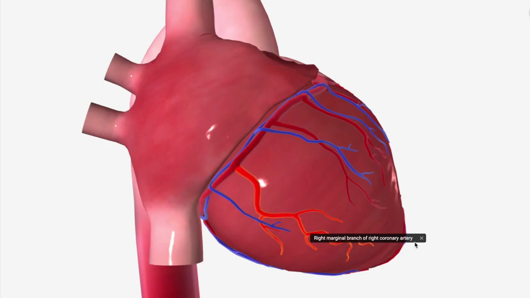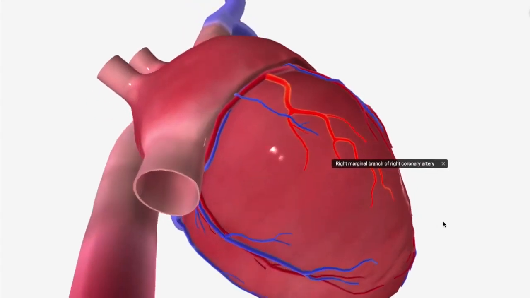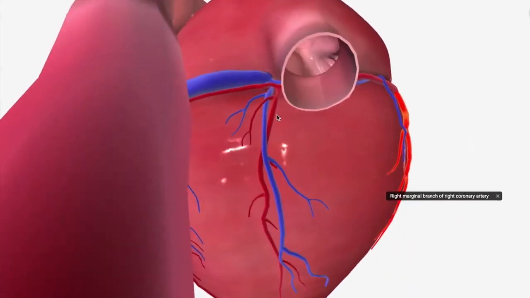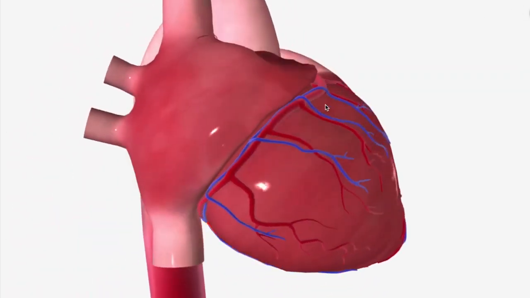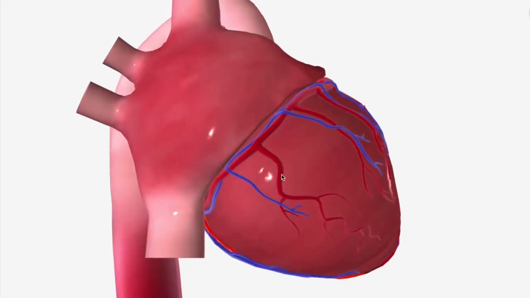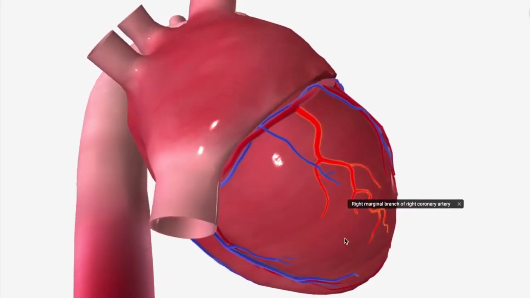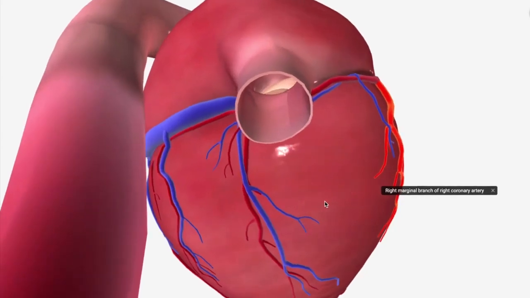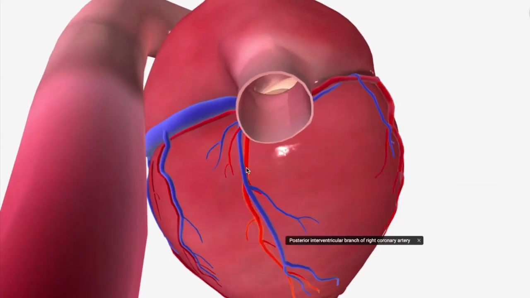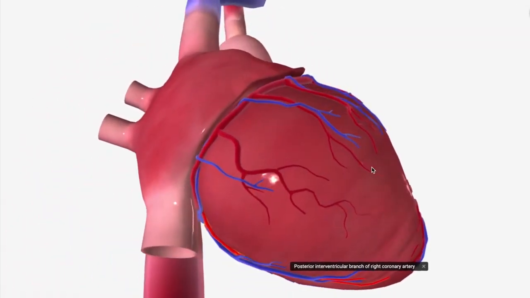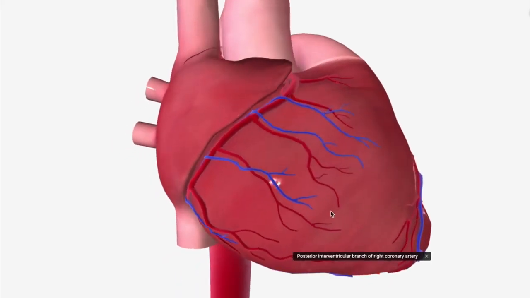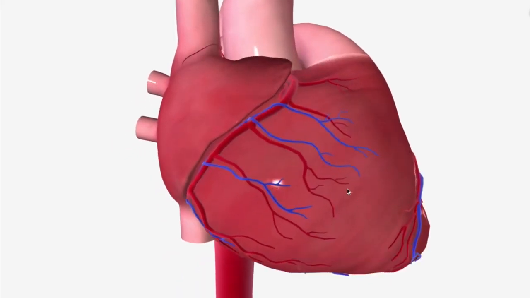So then, as it goes underneath here, you've got your posterior interventricular branch of the right coronary artery. So essentially you've got the right coronary artery going down, then the right marginal branch of the right coronary artery, and then you've got your right interventricular artery, otherwise known as your posterior interventricular branch. Okay, so those are the main points really of the right coronary artery.